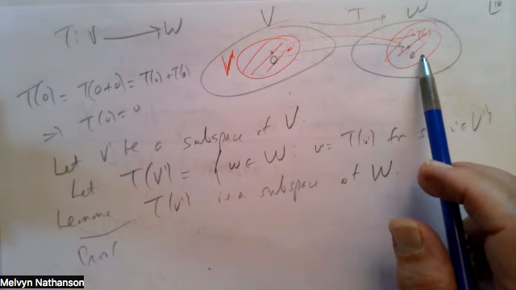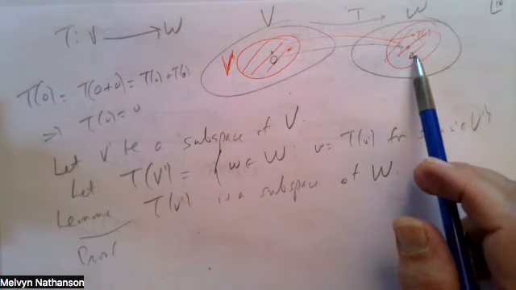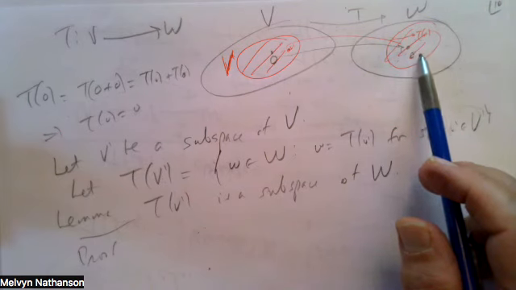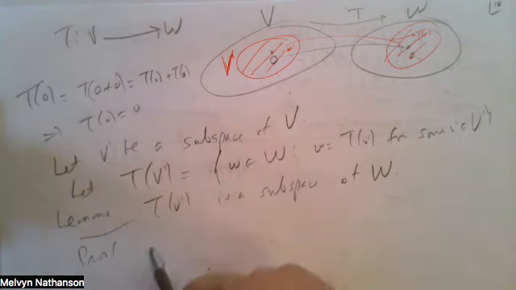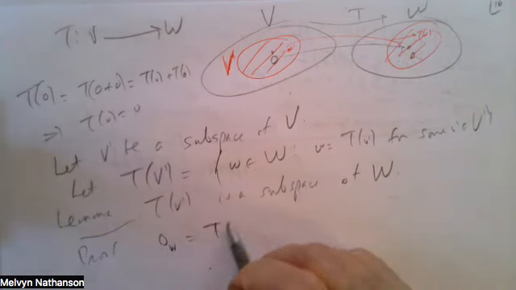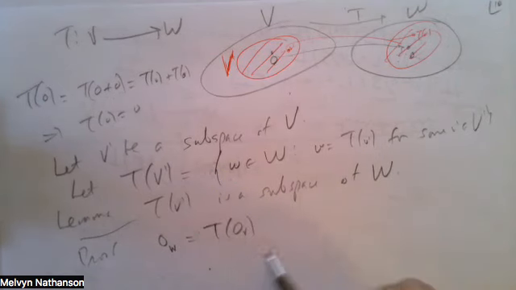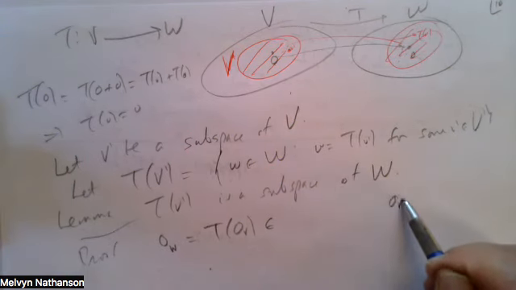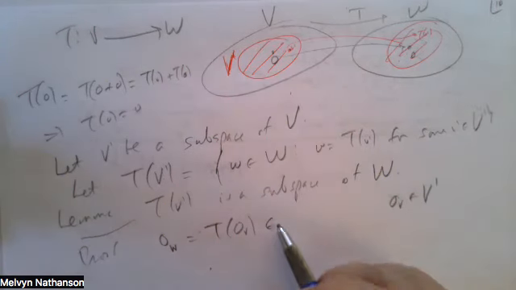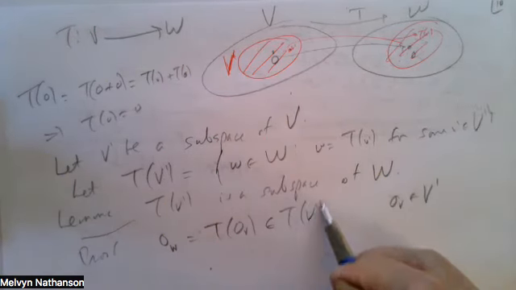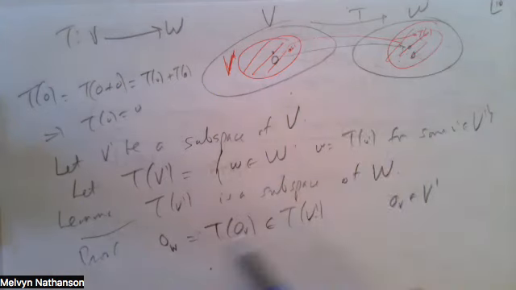What does a subspace have to have? It has to contain the zero vector. It has to be closed under vector addition, and it has to be closed under scalar multiplication. So the zero vector in W is T of the zero vector in V. That's what I just proved. And the zero vector in V is in V prime. V prime is a subspace, so it must contain the zero vector. So this is in T of V prime. So T of V prime does contain the zero vector.